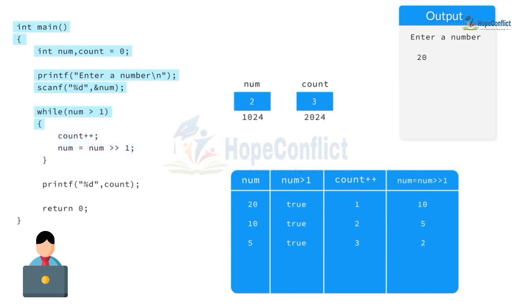Now we check the condition again and we have num equal to 2, which is greater than 1. Again the condition is true, so we increment count and count becomes 4. Now right shift num, 2 by 2 equal to 1, which will be stored in num. And the fourth iteration is also completed, so check the condition again. Num equal to 1, which is not greater than 1, so the condition fails and it comes out of the while loop. And executes the next statement, which is printing the value of count, and here count equal to 4, which will be printed.